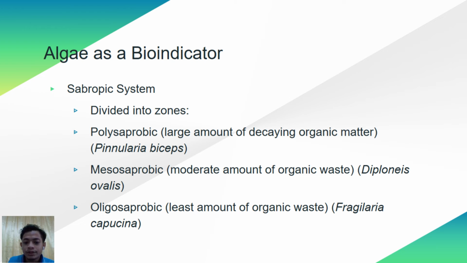The mesosaprobic zone has a moderate amount of organic waste. An example of algae is Diploneis ovalis. And also the oligosaprobic zone, which has the least amount of organic waste, meaning that the environment is clean. An example is Fragilaria capucina.